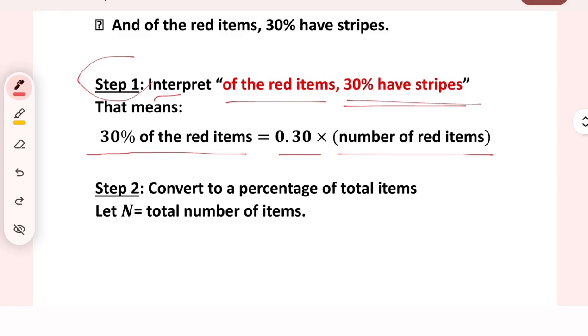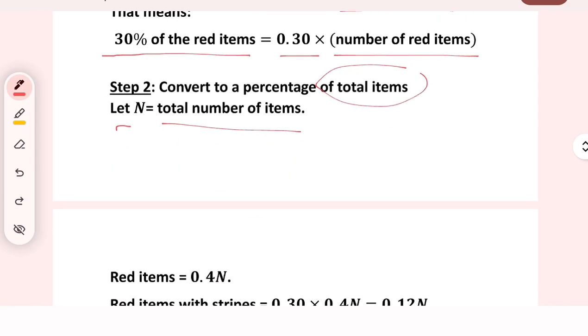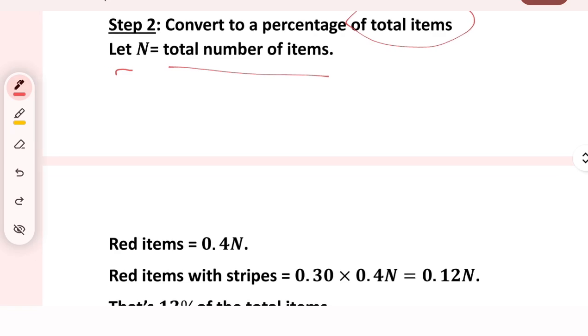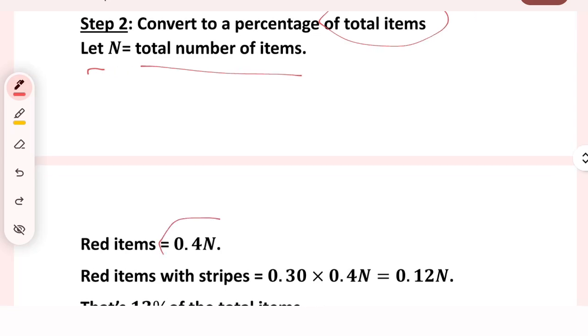So step two, convert to a percentage of the total items. For instance, let n be the total number of items. These are all the total items in that group, n. And if we take 40% of that as red, that means 0.4 of the total items, which is n, is actually red. So the red items are 40% of the total items.